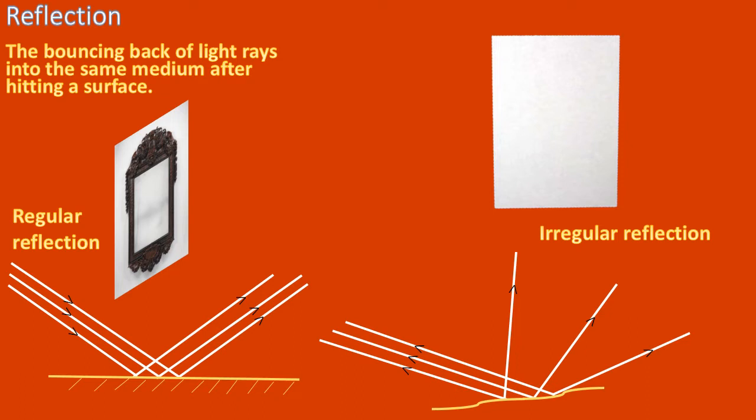But in the case of a paper, even though the paper looks smooth, it has a lot of irregularities, or it is a rough surface, and so the reflected rays are not parallel to each other after reflection, and so there is no image formation.